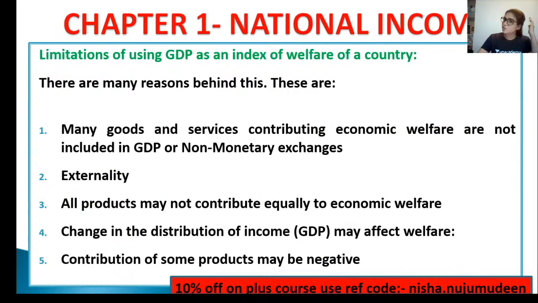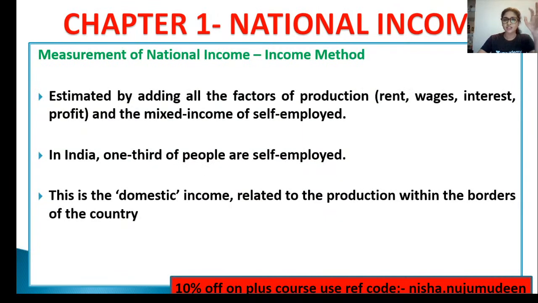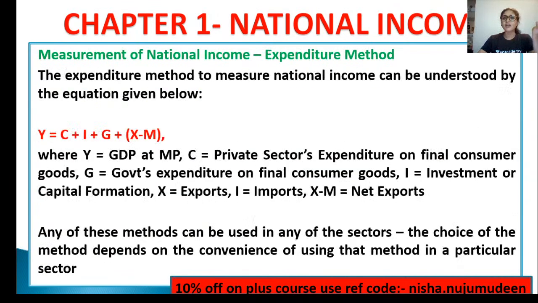What are the disadvantages of using GDP as an index of welfare? All these are for your understanding. I just gave it. But these are the important things that you should understand. Apart from that, 3 more things are very important. One is the method of calculating national income. There are 3 methods. Income method, production method, expenditure method.